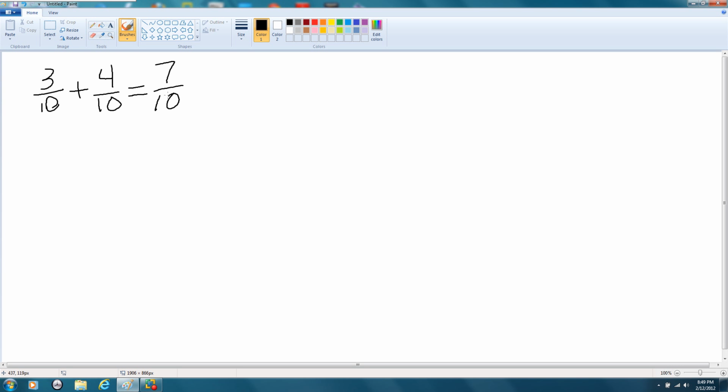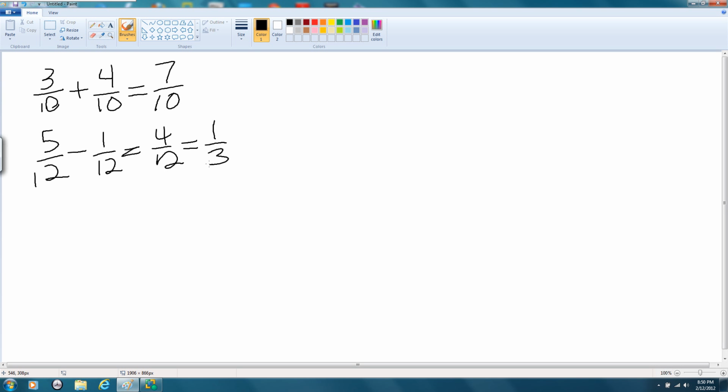Subtraction would be similar. If I had 5/12 minus 1/12, I would get 4/12, and then I would go ahead and reduce that. I would divide top and bottom by 4, and I would get 1/3.